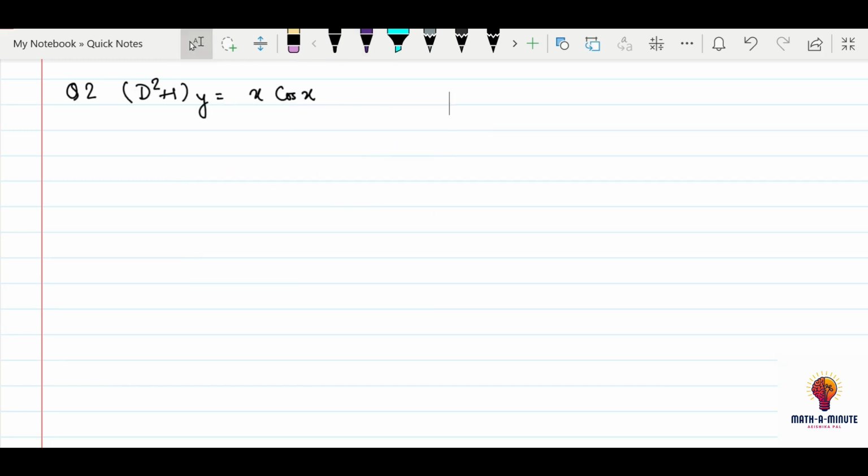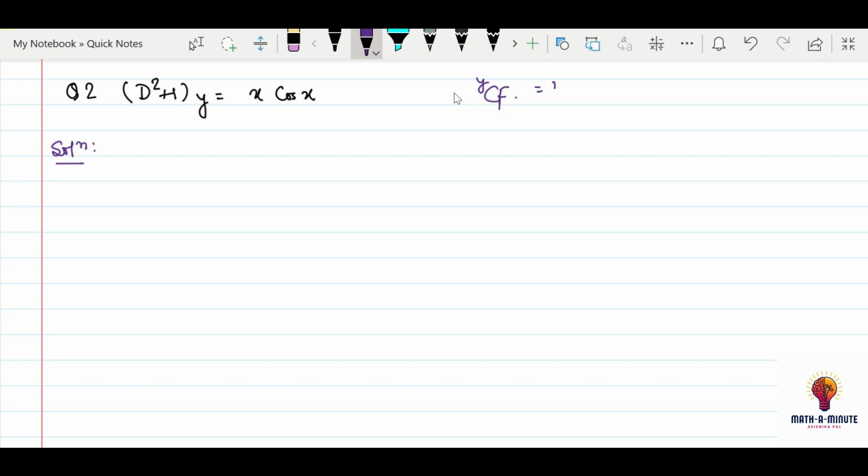Okay, now it's time to solve this problem. It's a similar type of problem. First pause this video and try to solve this problem, then check the solution. Okay, so here similarly find the complementary function y_CF.